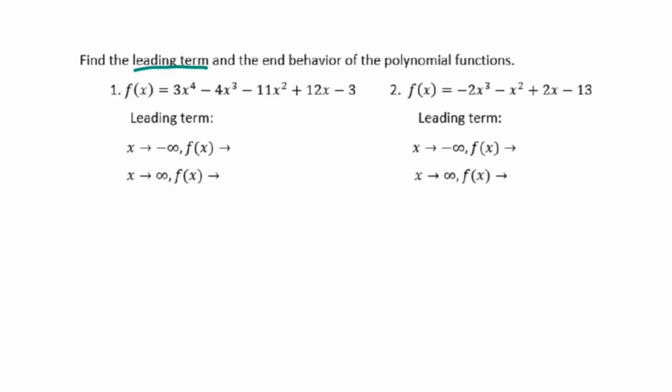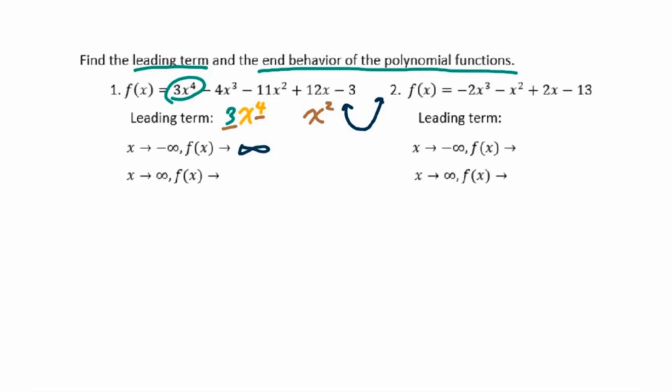Find the leading term and the end behavior of the polynomial functions. For number 1, the leading term is 3x to the 4th power. Positive leading coefficient and even exponent, like x squared. So the graph will be like this. Therefore, we can figure out the end behavior. As x goes to negative infinity, f of x goes to positive infinity. When x goes to positive infinity, f of x still goes to positive infinity.